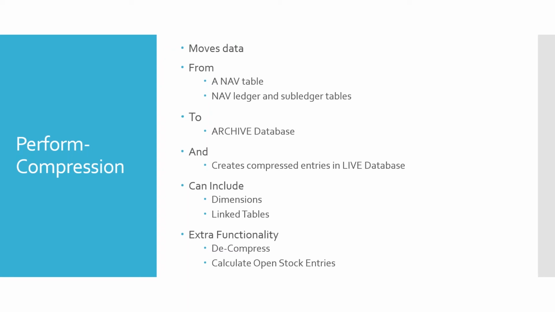All right, so as part of this compression, we can also consider dimensions, link tables, and other values. And as I mentioned, now that you see that we can compress records by taking the original record set and copying them over to archive and creating compression entries, we can also decompress. Now you might be wondering, well, how does that work?